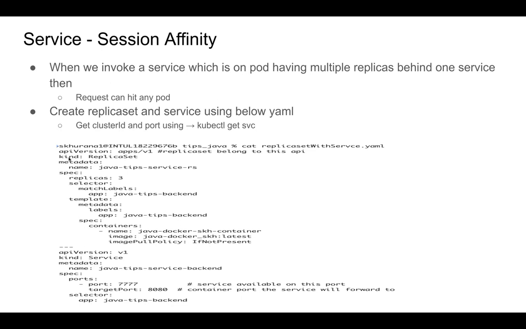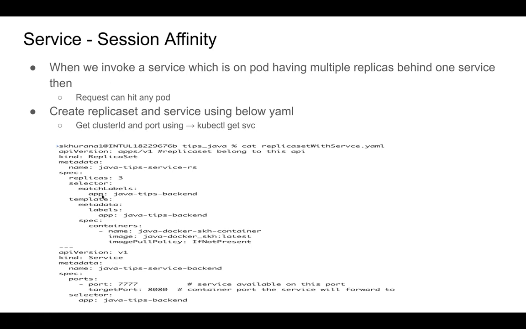So let's go through this. I'll create a replica set with this name, and the replicas are 3. And of course, the match label, Java tips backend, and this is the template which has this label, same as this, and the container is the same thing. Now I'm invoking a service, and this label is Java tips, sorry, metadata. It's just a name. I can give any name, and this selector Java tips backend should be the same as this.